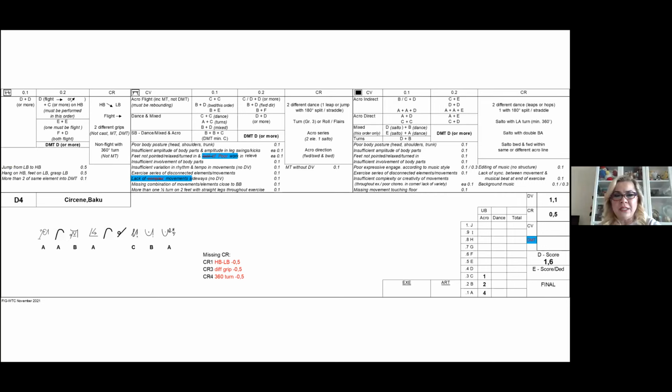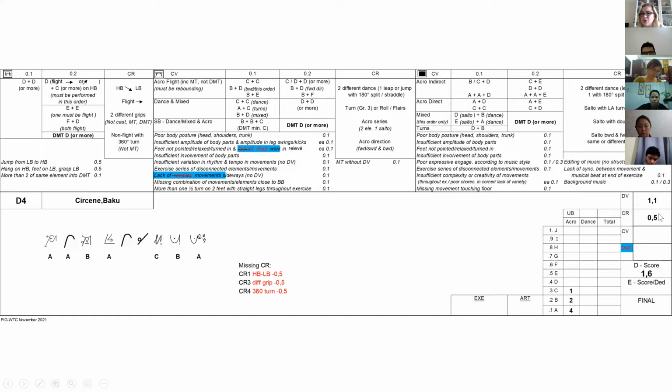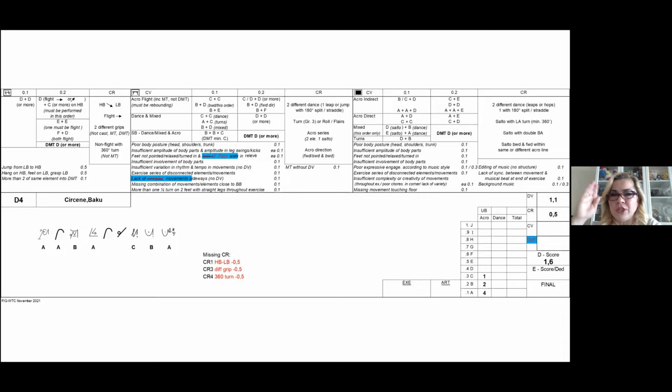And the difficulty values are 1 C, 2 Bs and 4 As, so the DV is 1.1. Moving to the composition requirements, as you can see here, she has only the flight element on the same bar, which is the B difficulty, and there is no flight from high bar to low bar, there is no two different grips, and there is no full turn 360 degrees. So as you can see here, these are the missing composition requirements, and that's why we give only 0.5 for the flight on the same bar. And the D score is 1.6.